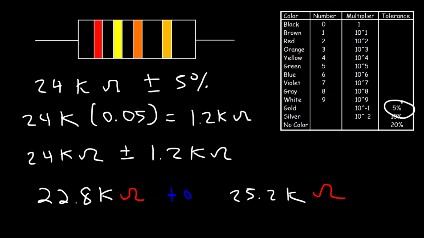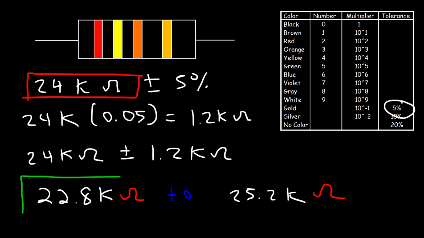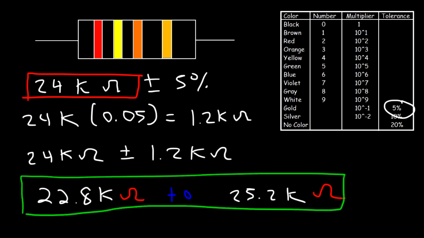So based on this information, the resistance is about 24 kilo ohms, but the actual value can be anywhere between 22.8 and 25.2. And so you should always check the tolerance level to see where the true resistance may lie. Now it's your turn. Go ahead and calculate the value of this resistor, determine the tolerance level, and also the range in which the true resistance may lie.